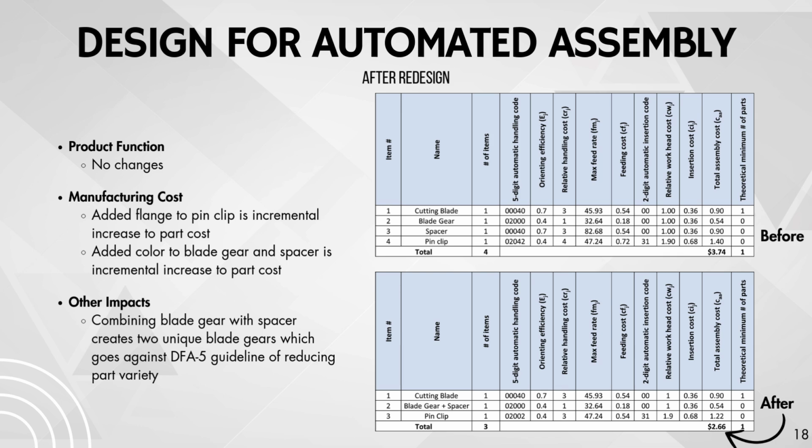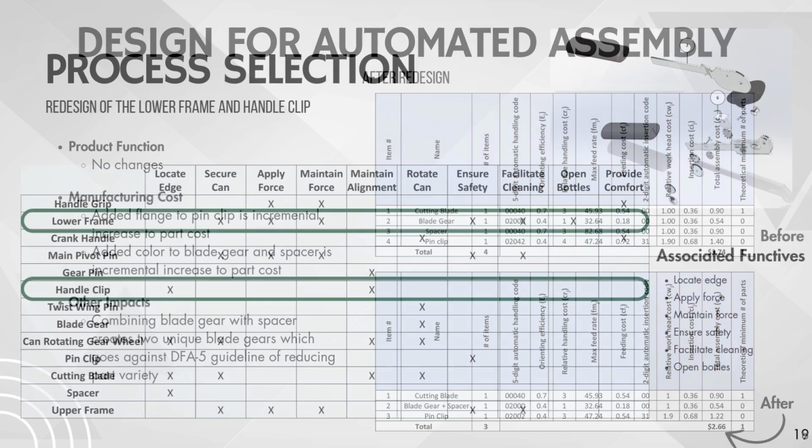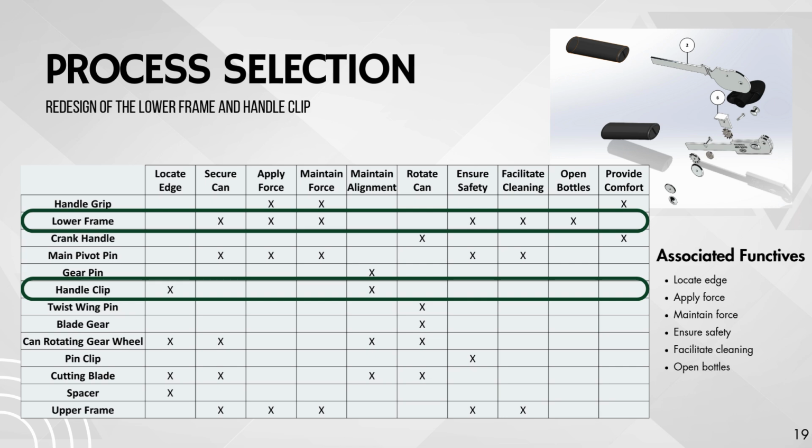The added flange to the pin clip adds material to the component, which will incrementally increase part cost. Additionally, the added color to the combined blade gear and spacer will increase part costs. Lastly, combining the blade gear and the spacer creates two unique blade gears, which goes against the DFA 5 guideline of reducing part variety. Looking at the function component mapping matrix, the lower frame and handle clip do not share any functions, so the redesign must capture the abilities of both components.